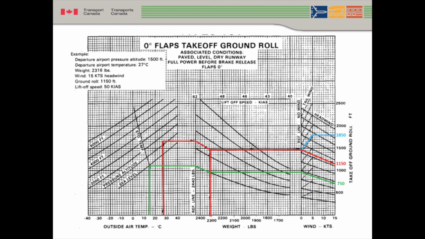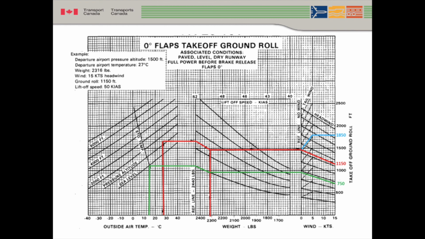Follow that one until we meet the weight of the aircraft, where it happens to intersect the red line at 2,316 pounds. Then we move straight across horizontally to the zero wind line, and then follow those slanted lines down to the 15 knot wind. And at that point, we read what? 750 feet of ground roll on an ISO day.